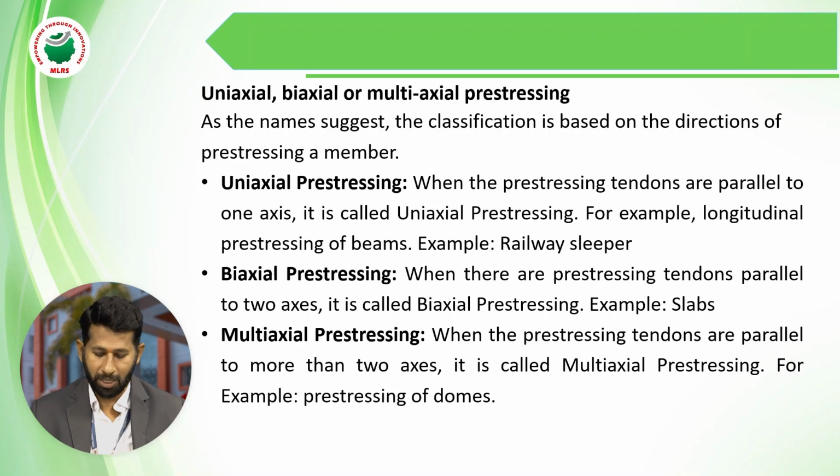Uniaxial prestressing: when the prestressing tendons are parallel to one axis, it is called uniaxial prestressing. Examples: longitudinal prestressed beams, railway sleepers. Biaxial: when prestressing tendons are parallel to two axes, it is called biaxial. Examples: slabs. Multi-axial: when the prestressing tendons are parallel to more than two axes, it is called multi-axial prestressing. For example, prestressed domes.